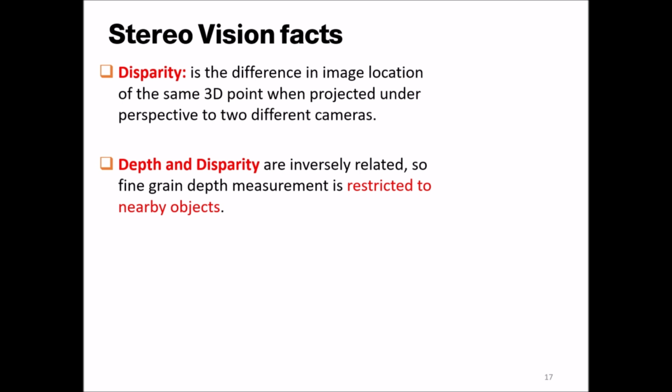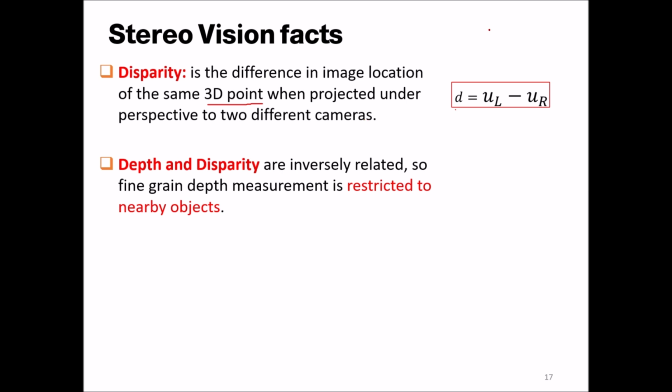So here we have some information about the stereo vision based on what we now explained. What is the disparity now? Disparity is the difference in image location. Okay, the difference in image location. For example, here in x-axis, UL minus UR, this is the disparity of the same 3D point when it's projected under the perspective to two different cameras.